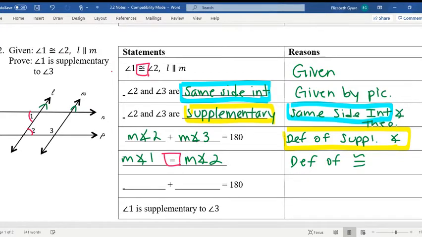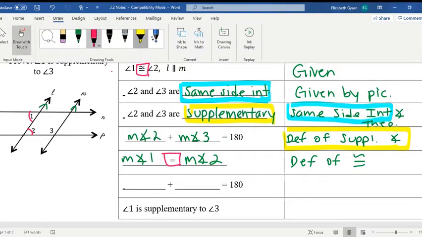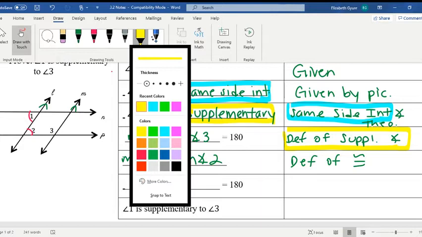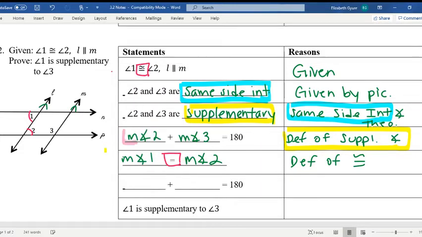All right. So now, again, we had the 2 and 3 add to be 180, but we want to show 1 and 3 are supplementary. So, is there something that I should maybe do with angle 2? Do I want it to be an angle 2? What do I want it to be? Any ideas? I want it to be an angle 1.